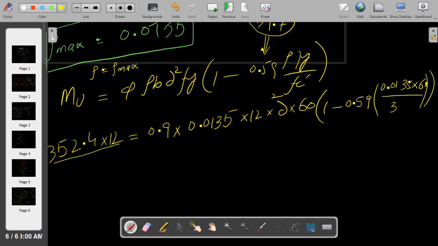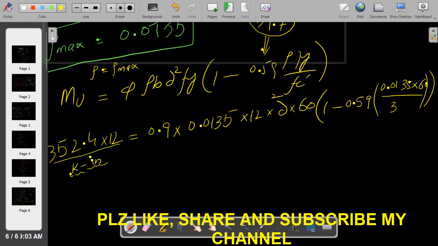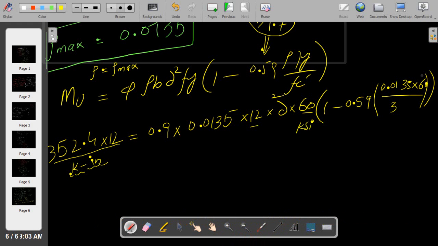Noting this point, this mu is in kip-inches, so you have to be consistent with units. Here I'm using kip-inches, this value is in inches, this 60 is in the units of ksi, and here we can see this unit is ksi, and here I also have ksi, so this ksi cancels with this ksi, and we will finally find the value for D.